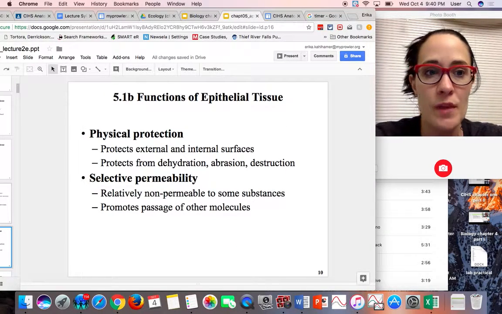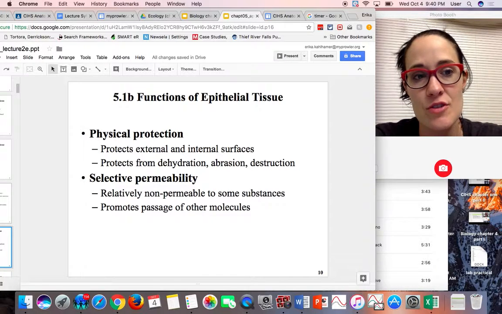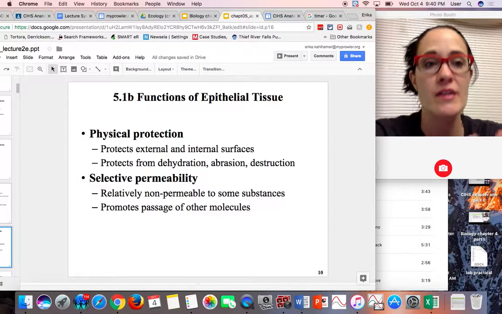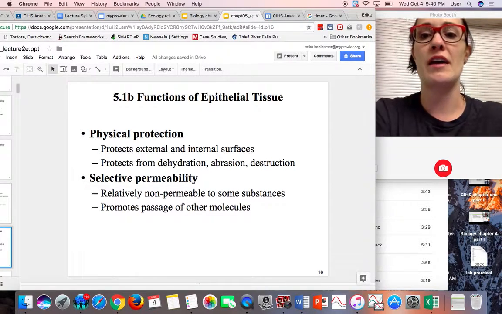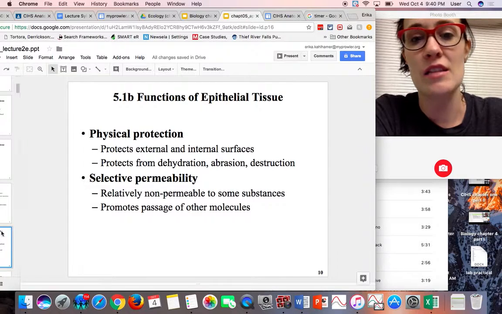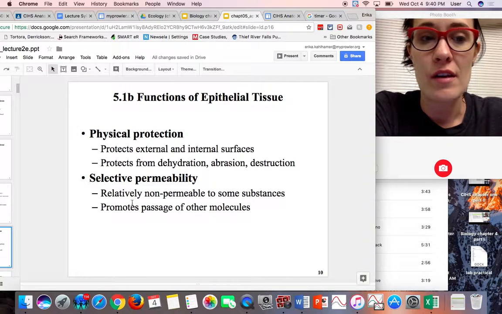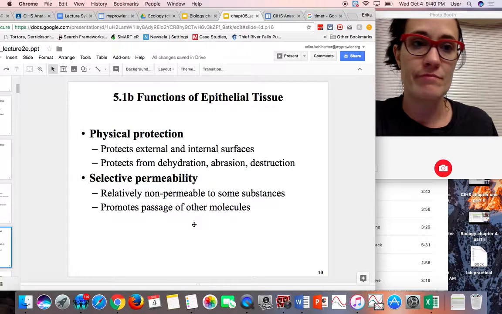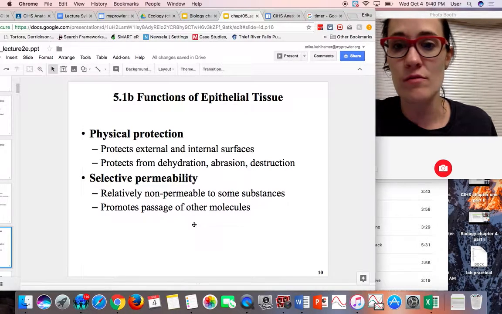Epithelial tissue, its functions generally are to provide physical protection, external, internally, protect your body from dehydrating. Your skin is a major factor in that. Abrasion, getting cuts, or getting destroyed. Your epithelial tissue is selectively permeable. Some things get in, some things don't.